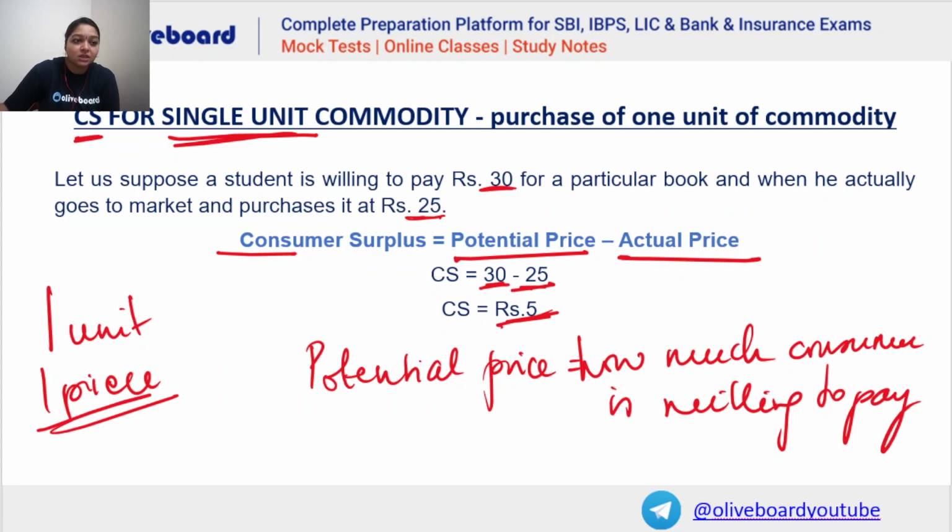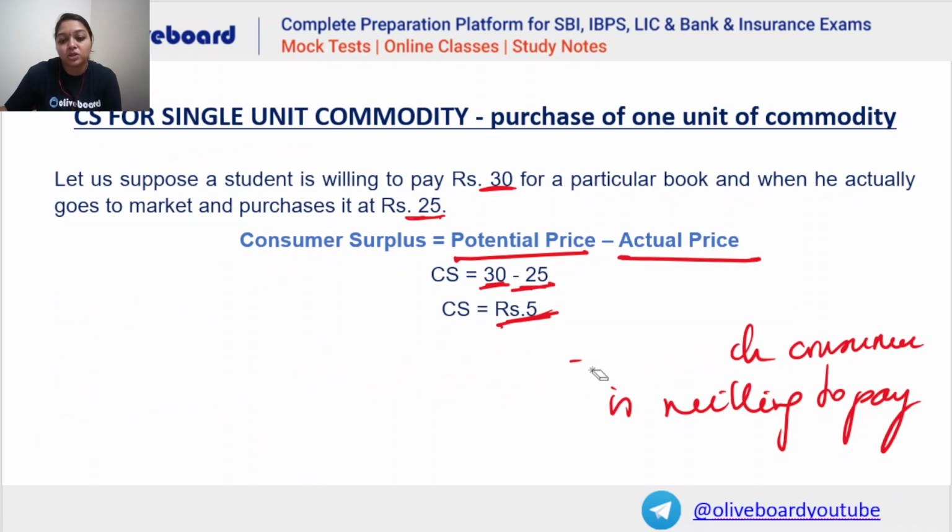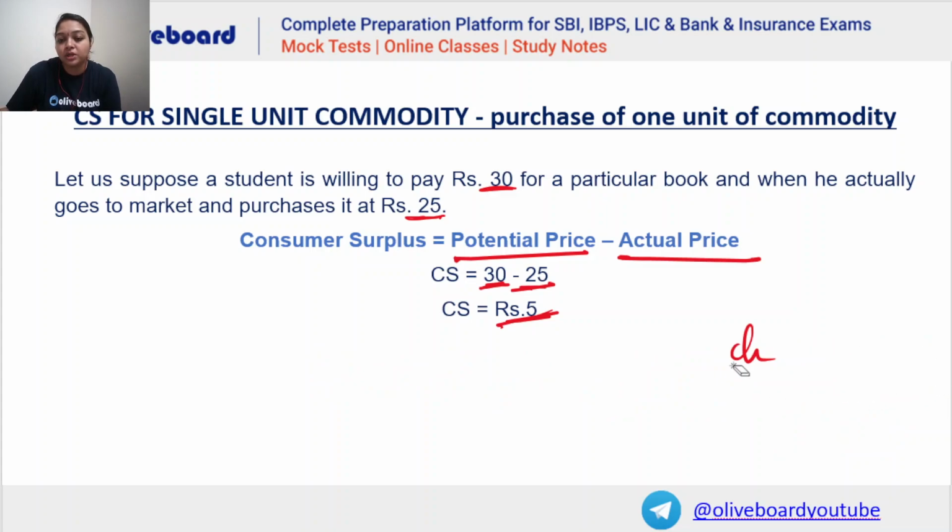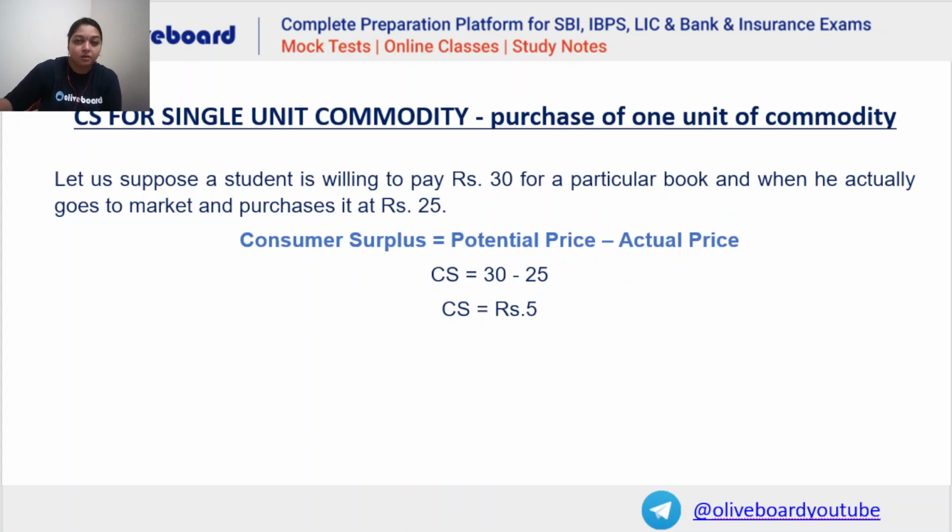I want you to understand that consumer surplus will be taken in terms of money, but you need to know that the measurement is made in terms of marginal utility. Only when marginal utility equals the money will consumer surplus be high at that moment.